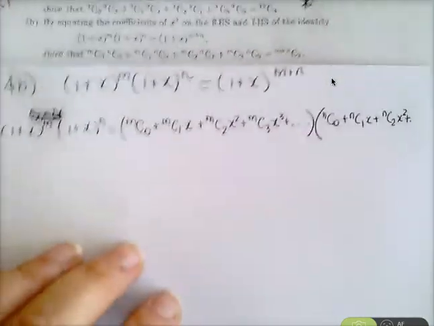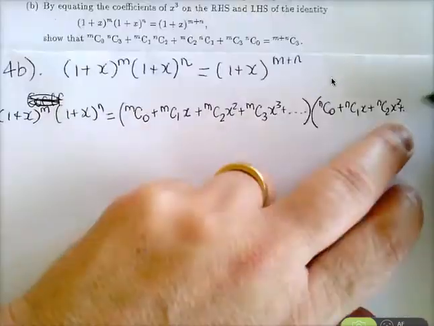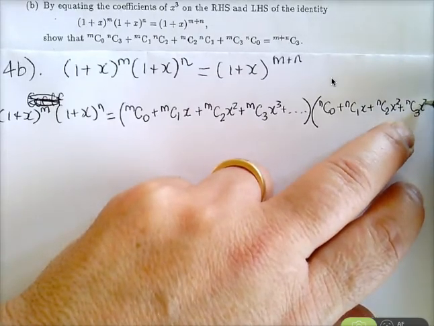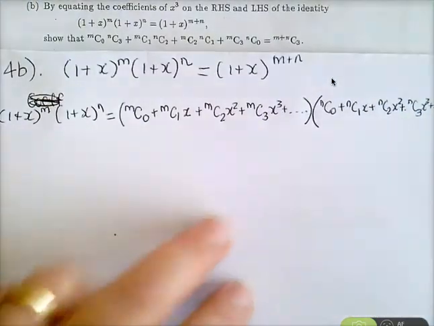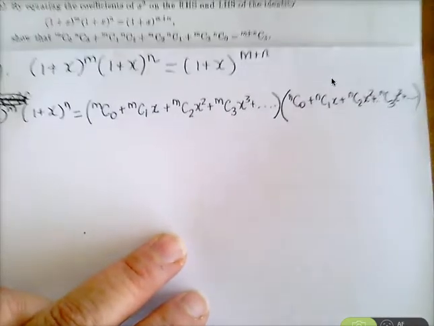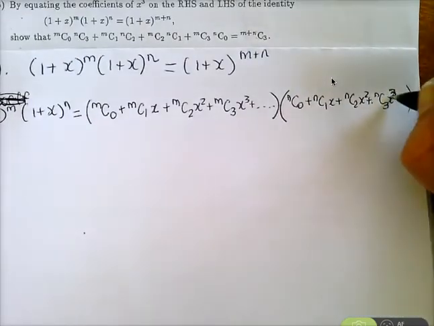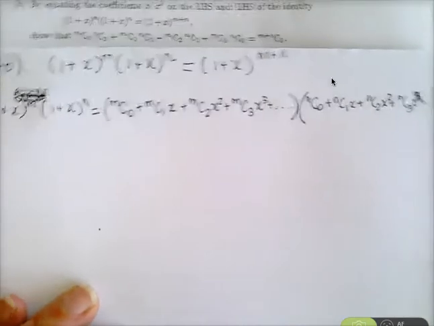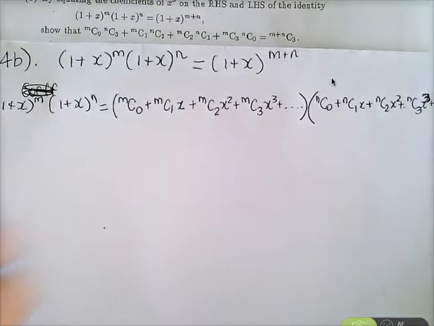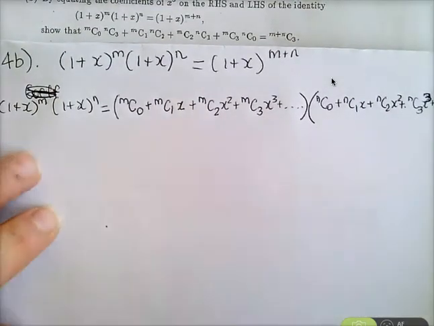Sorry, I've spaced this out too much. Plus nc3 x cubed plus bracket. So I've done the cubed one. That's a 3. You can barely see it. Now you can do your terms in x cubed and your coefficient in x cubed.